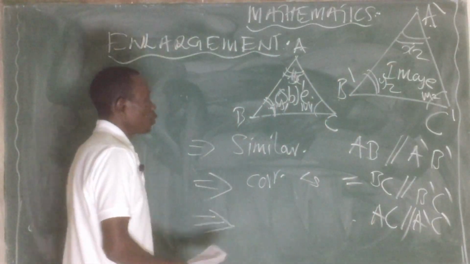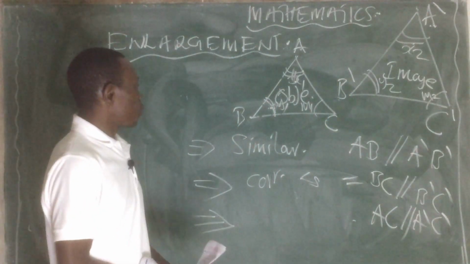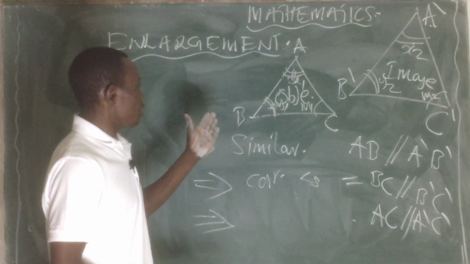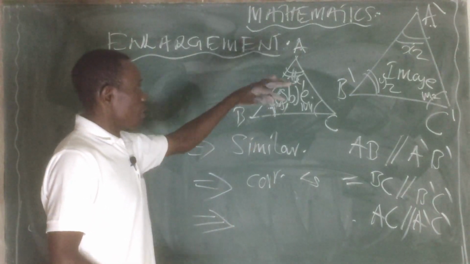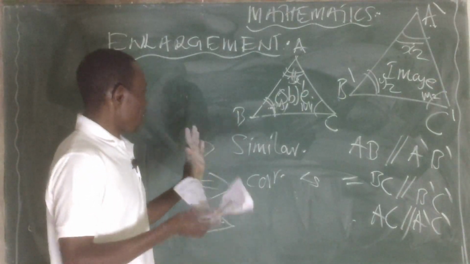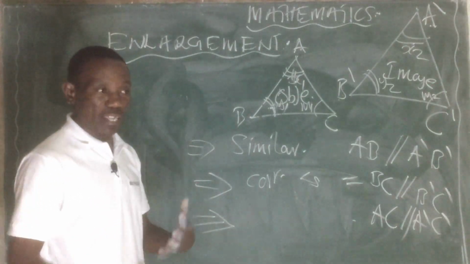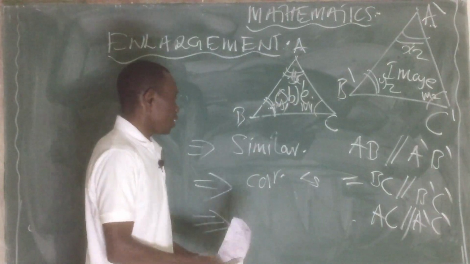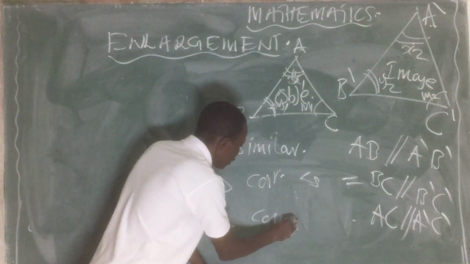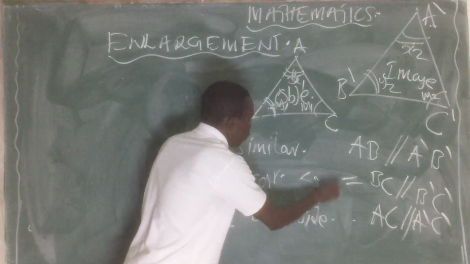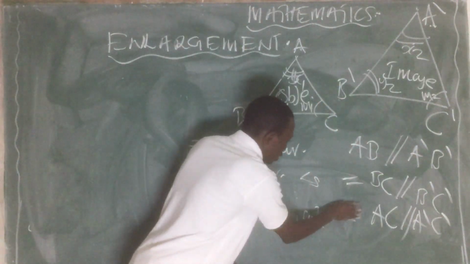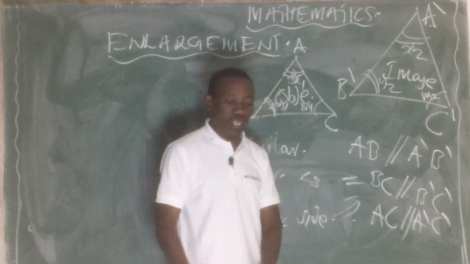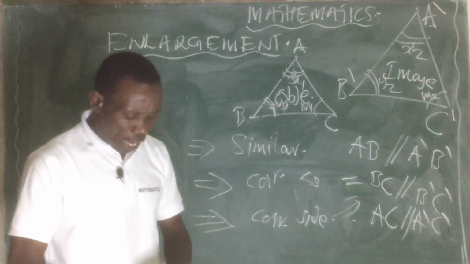If we are going to enlarge an object, it doesn't matter to say the object is bigger as compared to the image. It doesn't look at that, but you should expect at the end that the figures must be similar, corresponding angles must be equal, and lastly, the corresponding sides of the two figures must be parallel to each other. That parallel to that, that parallel to that, that parallel to that one.